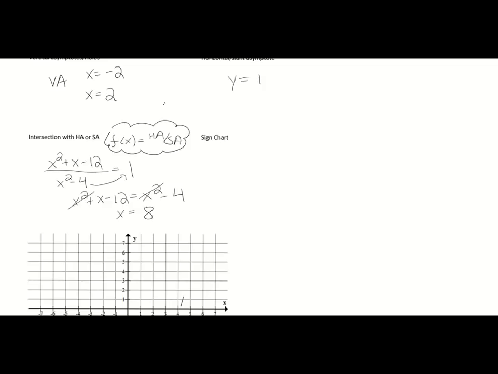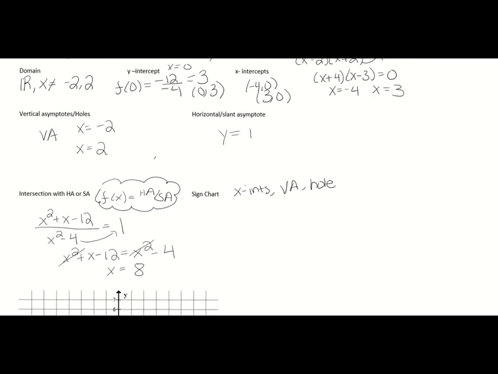Now your sign chart is where you figure out what sign your y's take. Are your y's positive or are your y's negative? To create your sign chart, you take your x-intercepts, your vertical asymptotes, and your holes. So I had 2 x-intercepts.